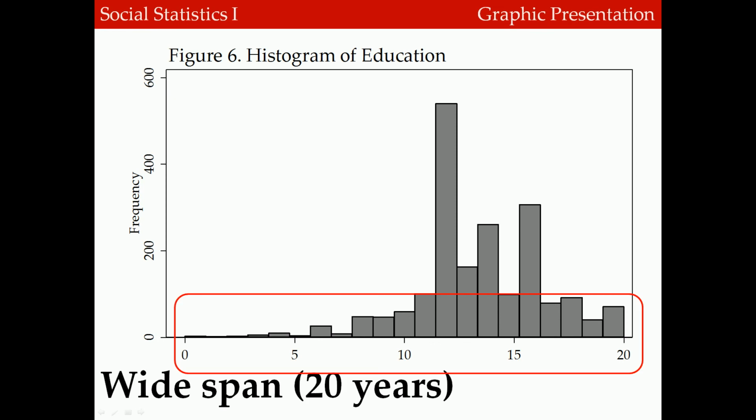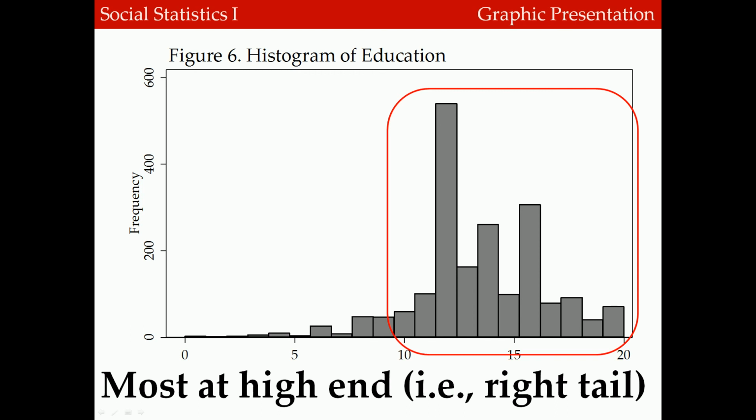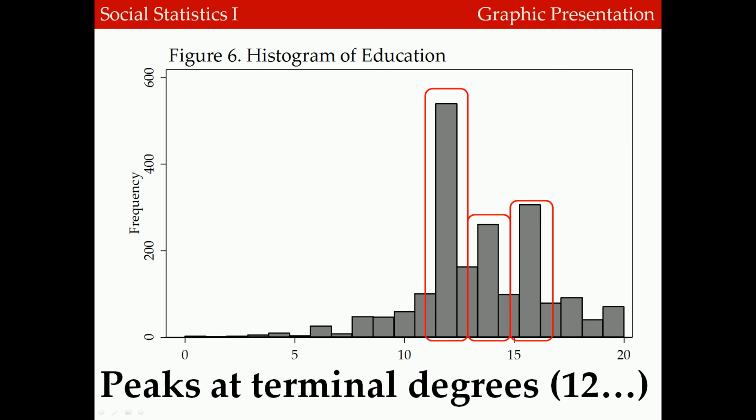What's the actual pattern here? Well, for one thing, we can see that there's a wide span of the data. About 20 years separates the person with the most education from the person with the least education. We can also get an overall impression of the distribution. It looks like there are more people on the high end of the education scale than on the low end. That is, most of the cases are in the right tail of the distribution, not the left tail of the distribution.